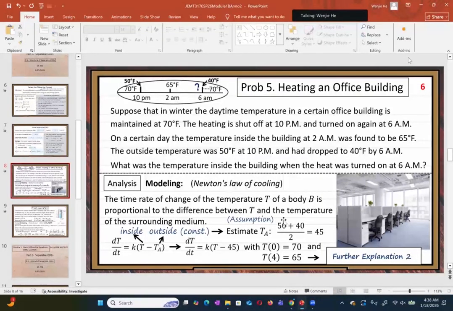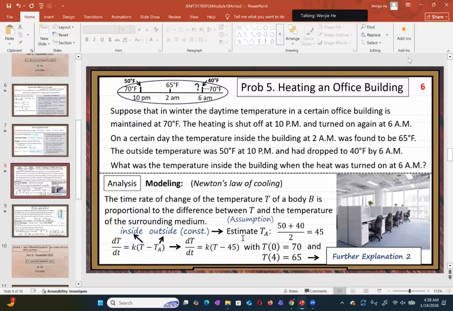For our second further explanation: solve the separable equation with two initial values, T of 0 given and T of 4 given. The reason is very simple: the decay constant little k is unknown, and the temperature function T is unknown. So we need two initial conditions.